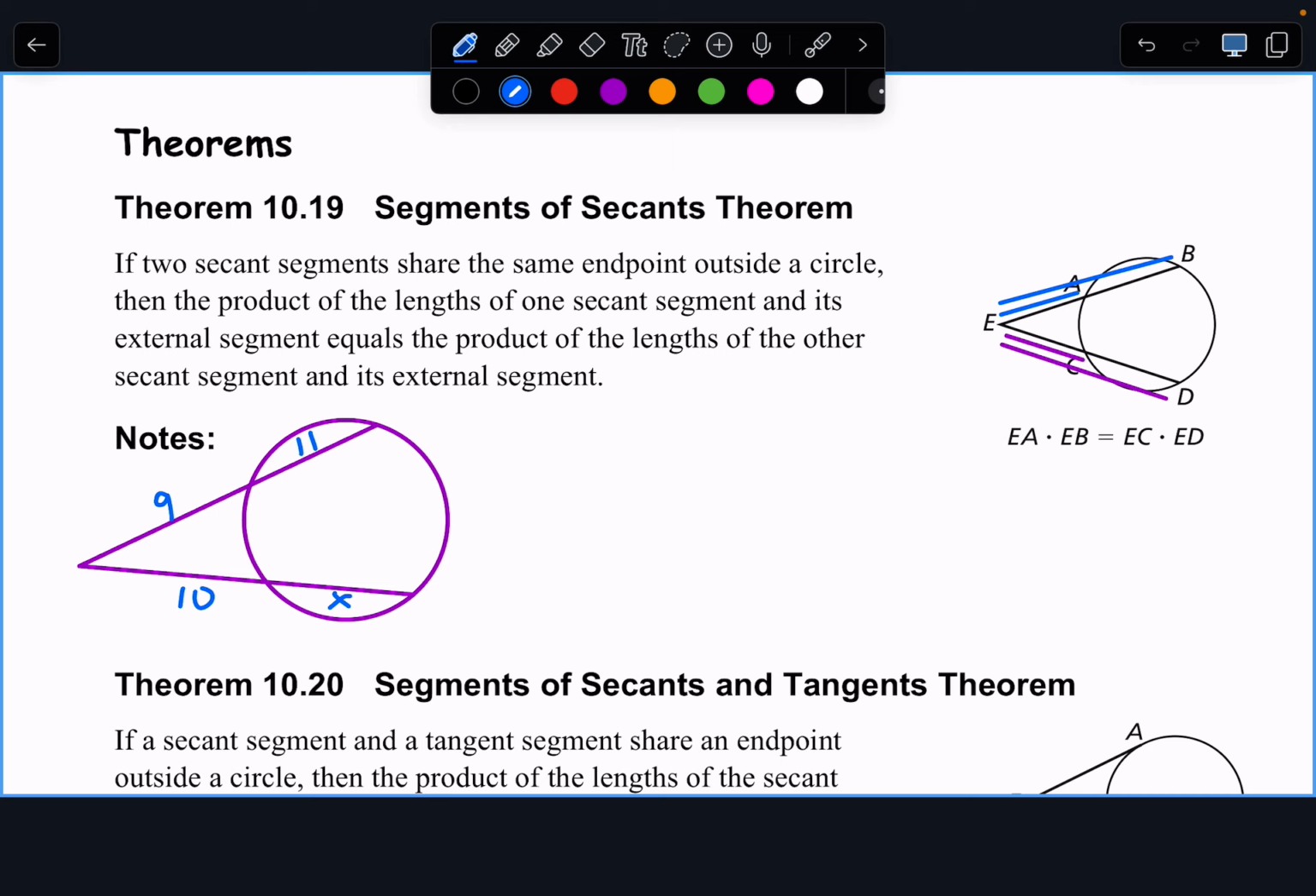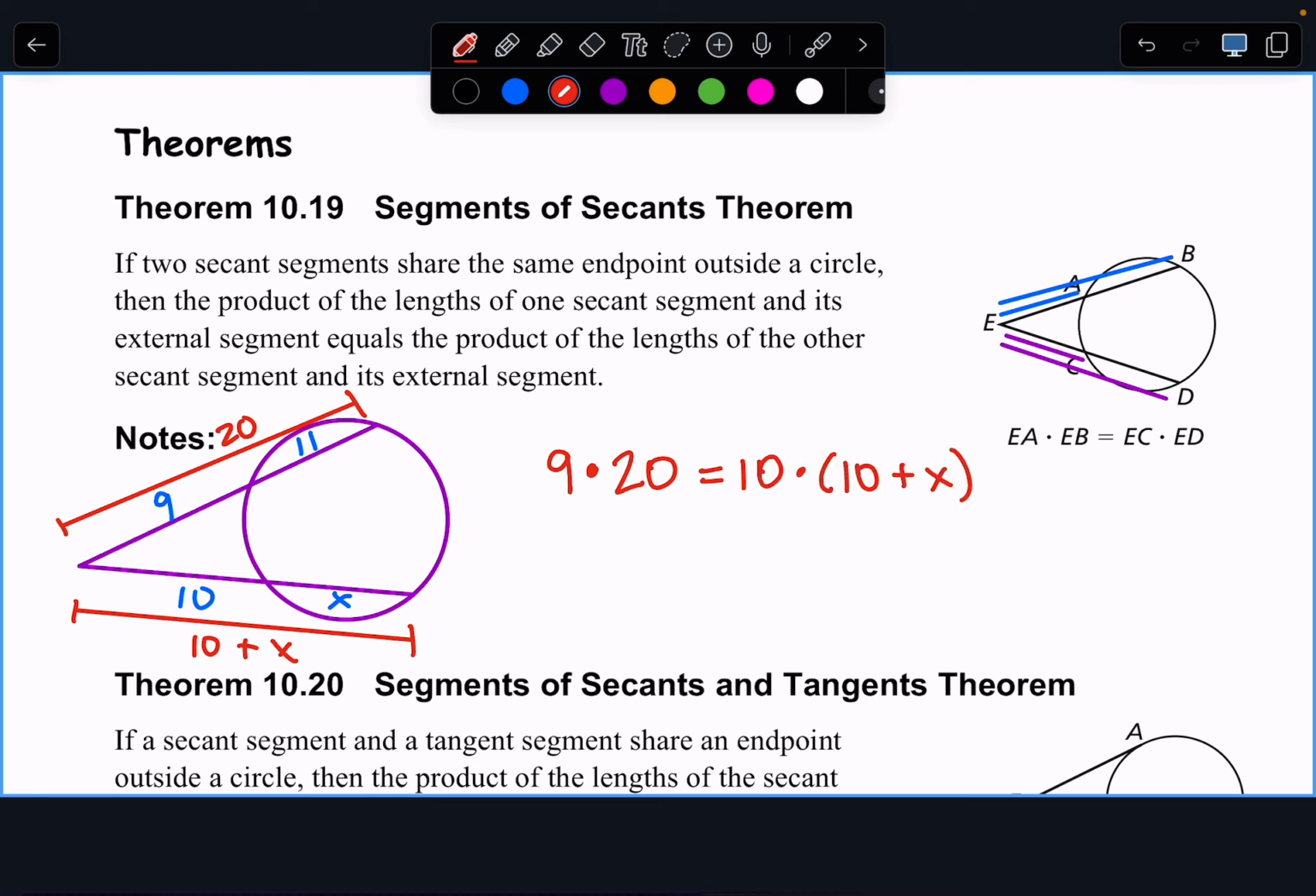Okay, so this is what we're going to do. First of all, we have two secants, right? It is important that we know what the whole secant segment is. So what is this secant segment here? 20. What do we call this right here? 10 plus x. Okay, we're adding it. So external segment times whole equals external segment times whole.